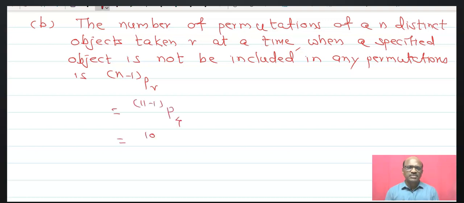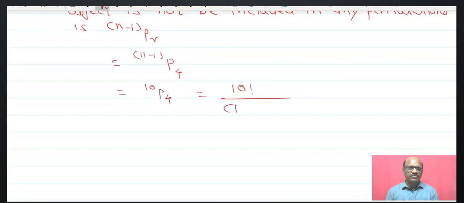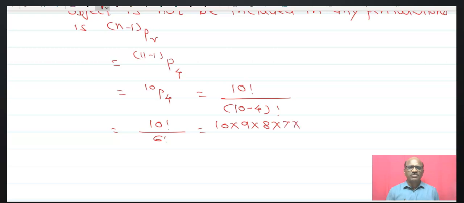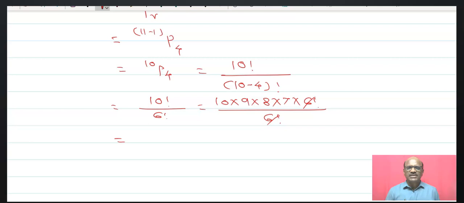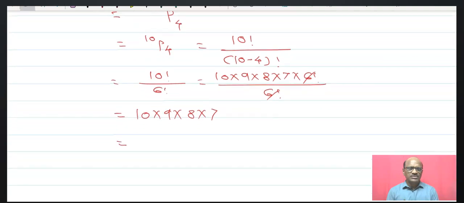That is (n minus 1) P r, (11 minus 1) P 4, that is 10P4, and that is equal to 10 factorial upon (10 minus 4) factorial, 10 factorial upon 6 factorial, 10 into 9 into 8 into 7 into 6 factorial. Now these two get cancelled. Now there is a simple multiplication. 10 into 9 into 8 into 7, that is 5040.